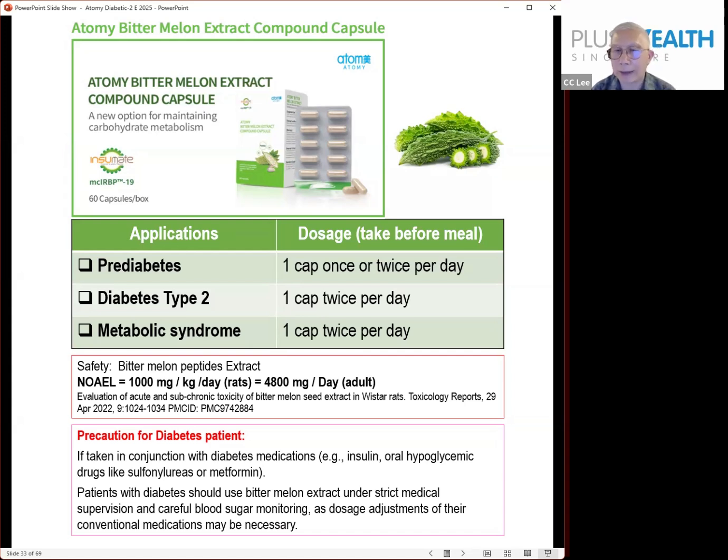But if you are combining it with a diabetic medication, you should monitor your blood sugar level, glucose level, very carefully and do not overdose. This is a very important thing, because if you overdose on it, you're going to suffer from the acute complication of hypoglycemia, low blood sugar. So remember.